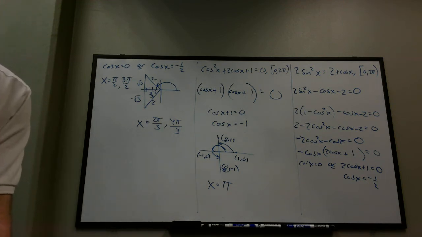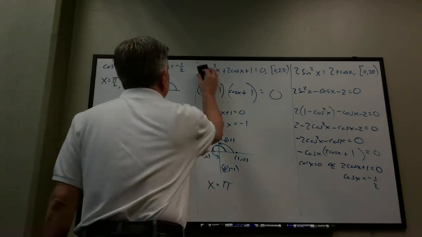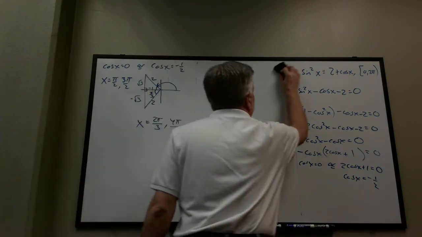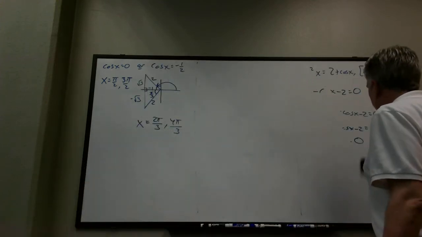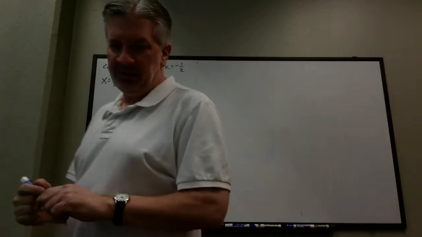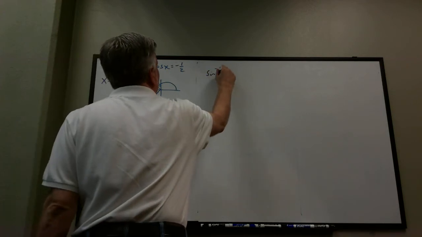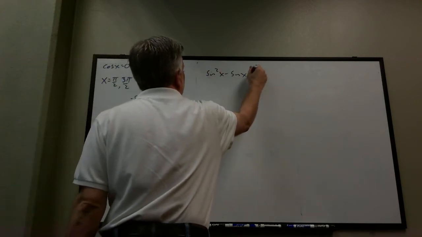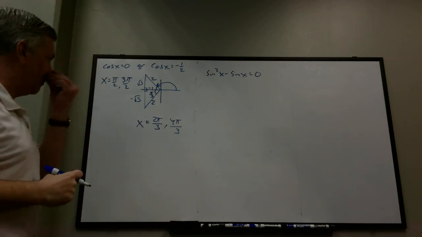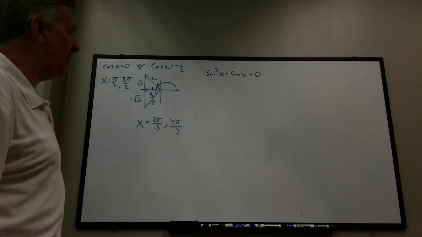Okay, let's do another one. Now notice the instructions on this next one are slightly different. And it says solve the equation. So sine squared x minus sine x is 0. Notice it doesn't say on the interval 0 to pi. It just says solve the equation. So they want every solution you can possibly find.